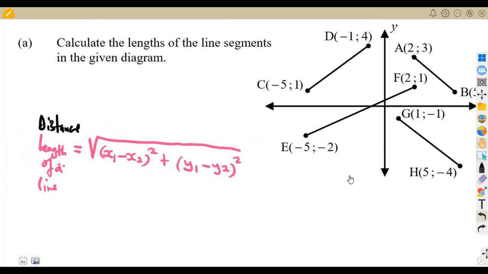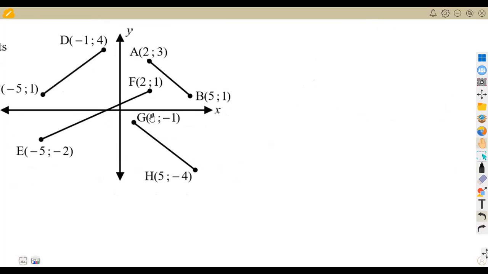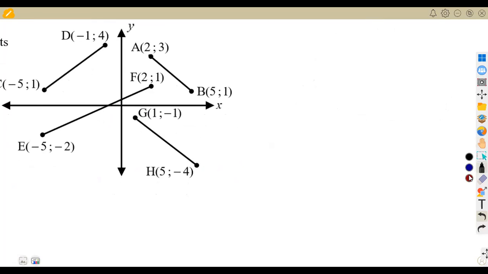This is the line segment that we have. So let us start with the A, B that we have here. Remember what I was saying about this formula that we have. In order for us to determine the length of the line AB, we are going to take our formula.